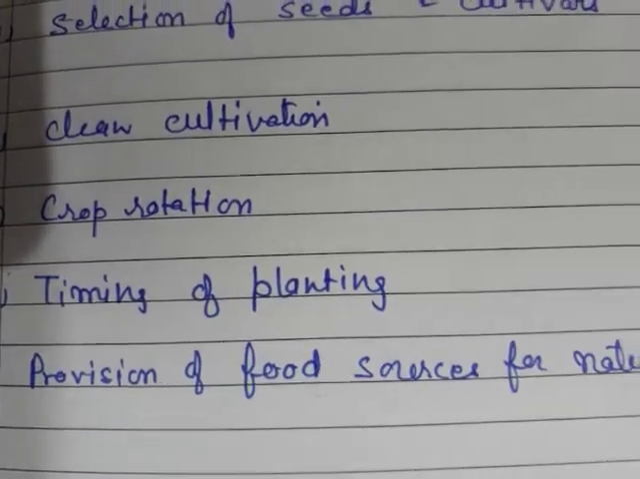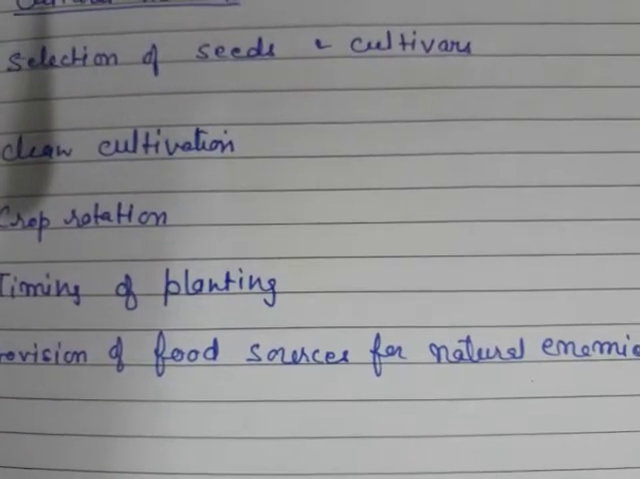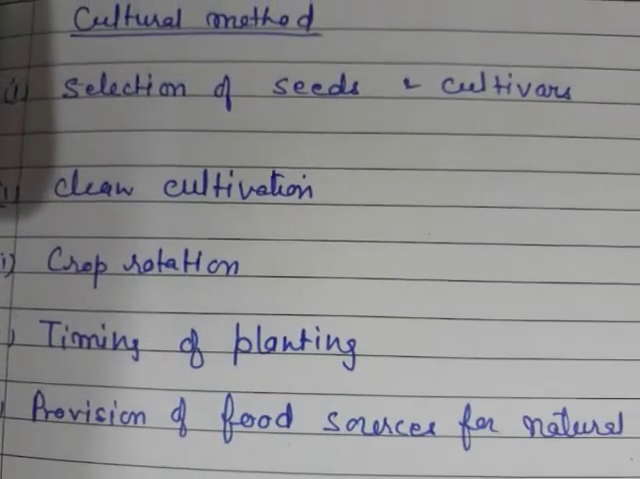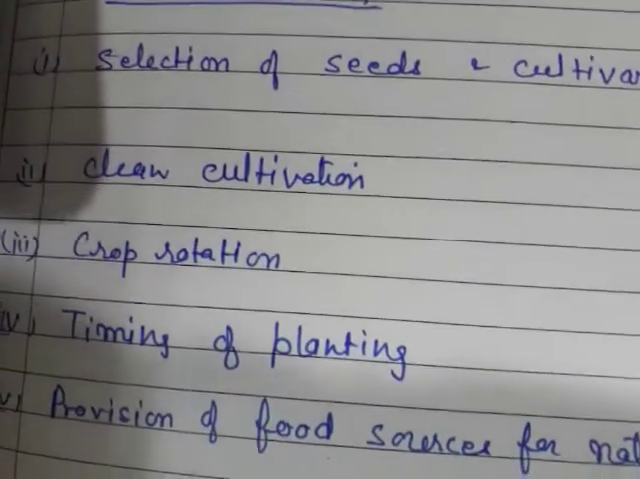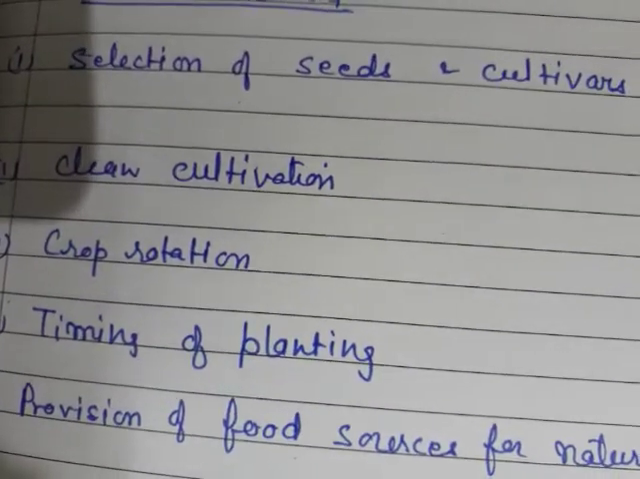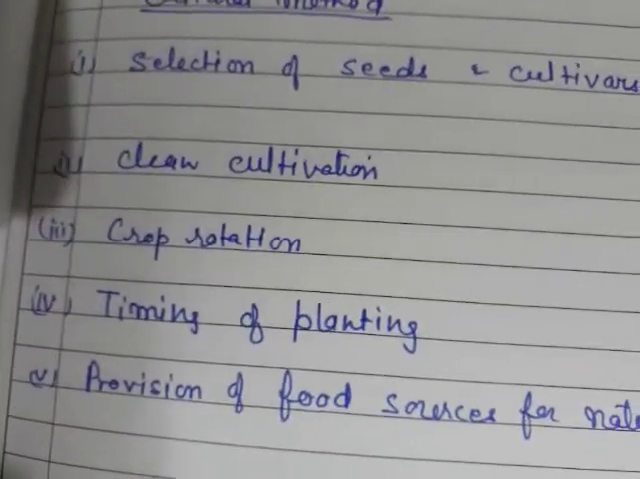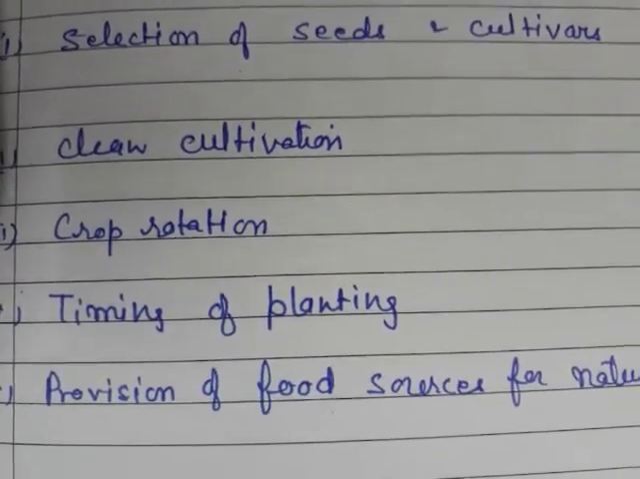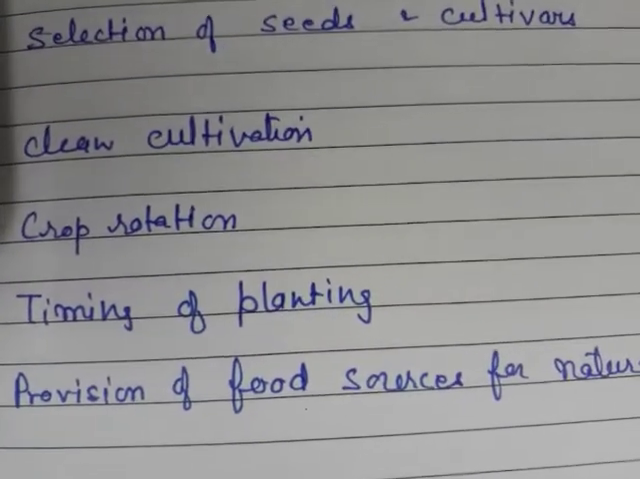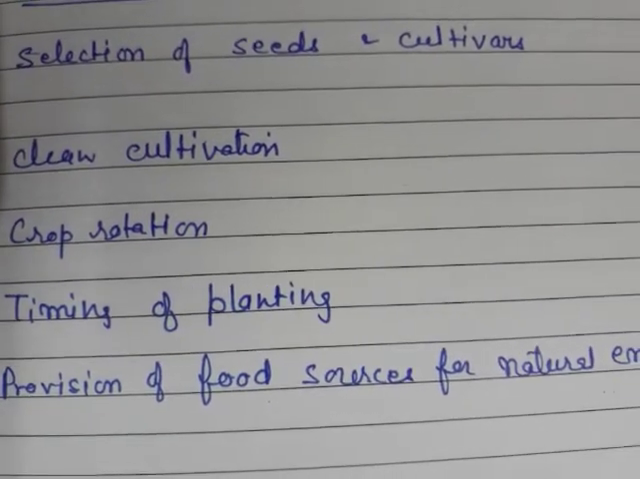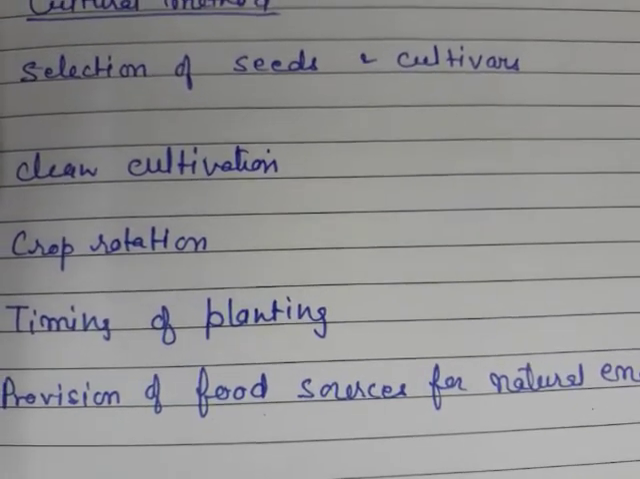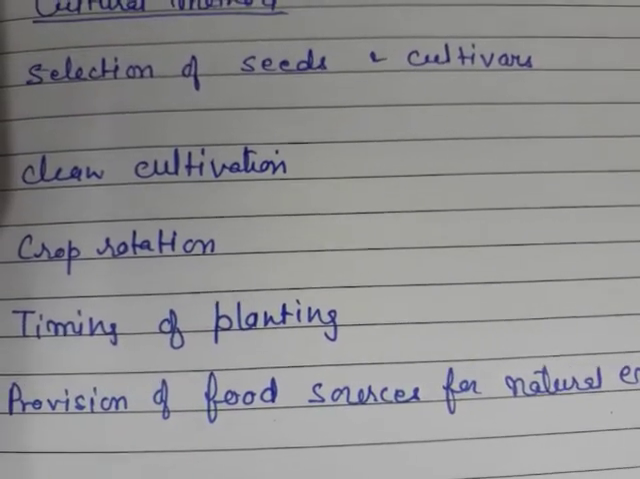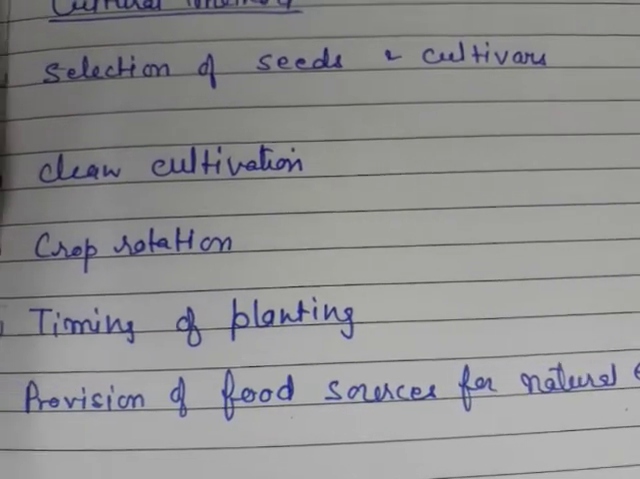Then provision of food sources for natural enemies and crop rotation. What is crop rotation? One type of pest can attack a specific type of crop, and this pest can't attack another crop because that is not the food of that pest.